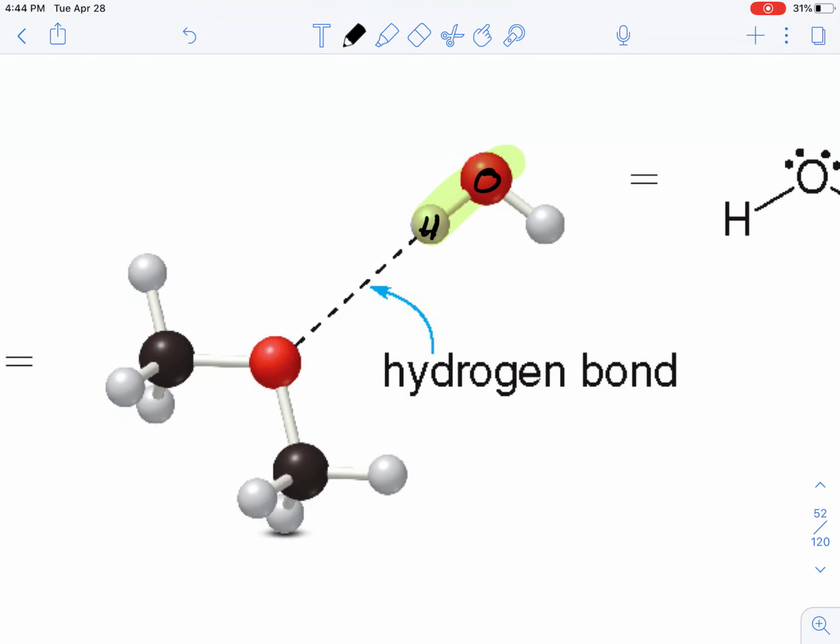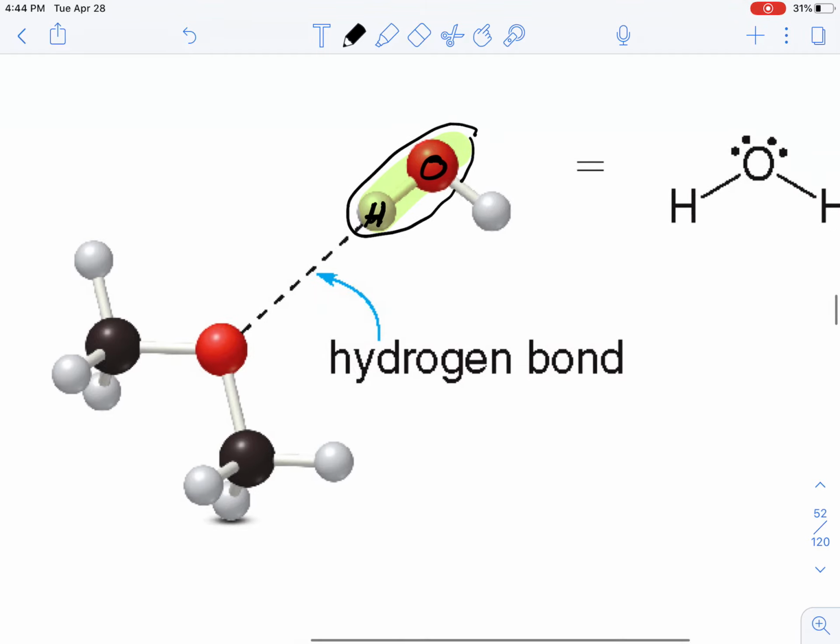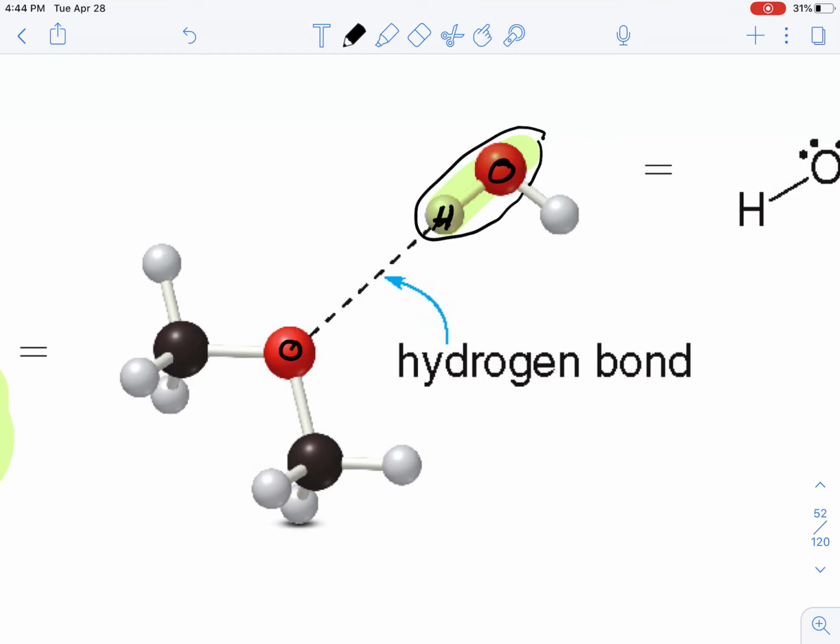This oxygen-hydrogen is going to serve as a hydrogen bond donor, and this oxygen that's on the ether is going to serve as a hydrogen bond acceptor. So H bond donor, H bond acceptor.